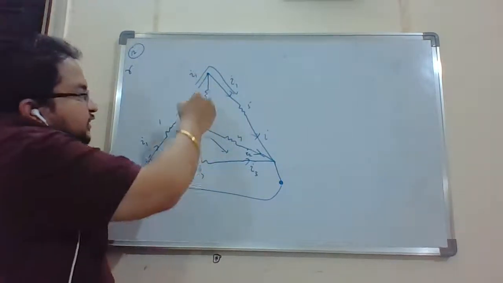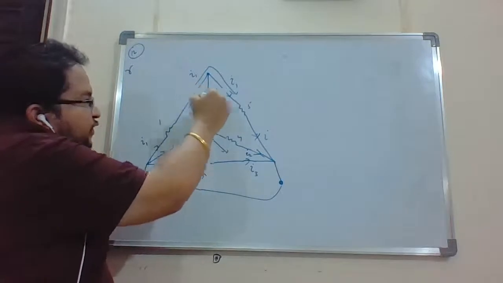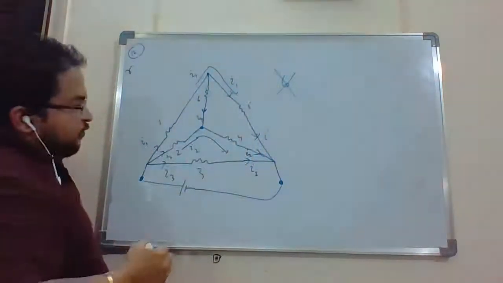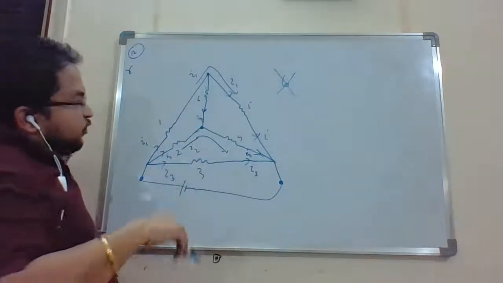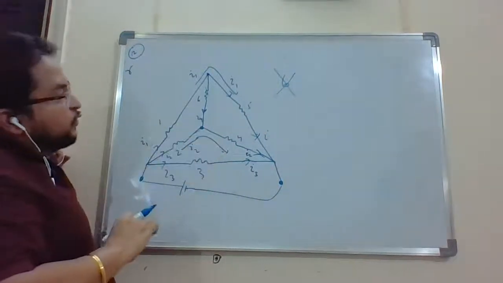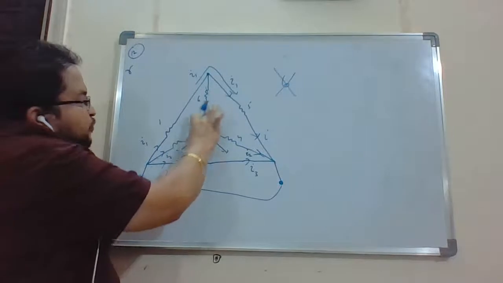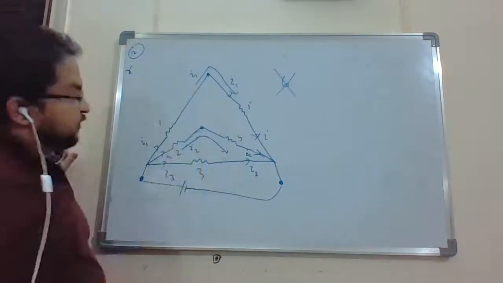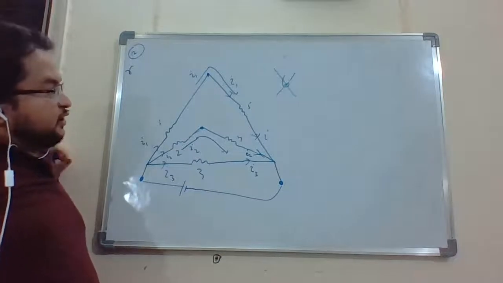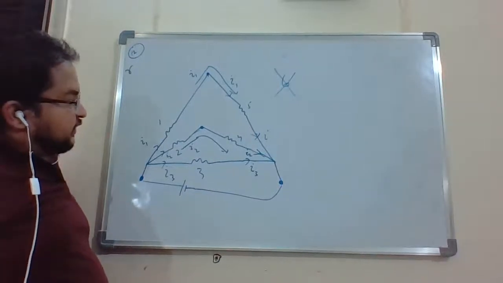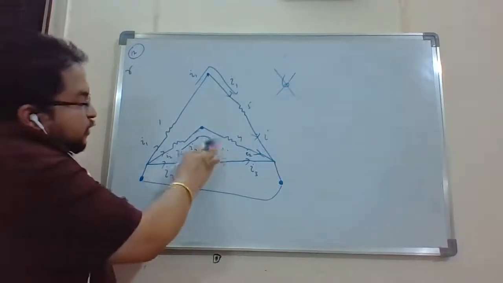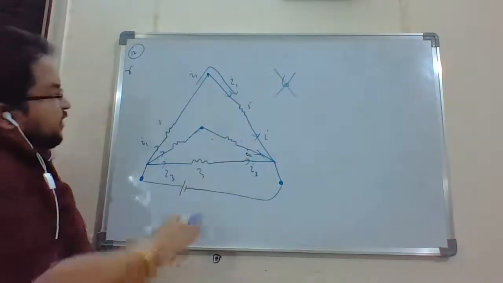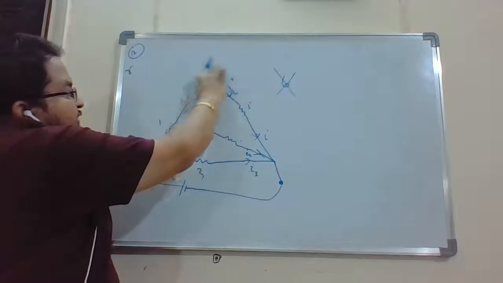So is there any current flowing through resistor 6? The answer is no. And if there is no current flowing through resistor 6, I can happily remove resistor 6. It's useless, right? It's a dummy one. So I can remove resistor 6, and if resistor 6 is removed, then this circuit becomes very, very easy.